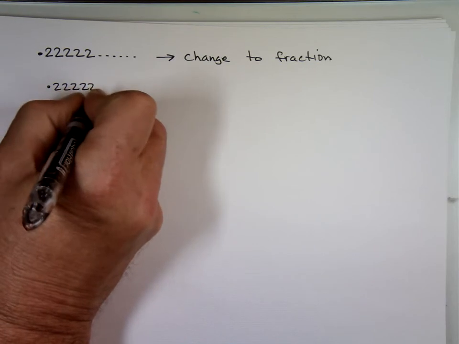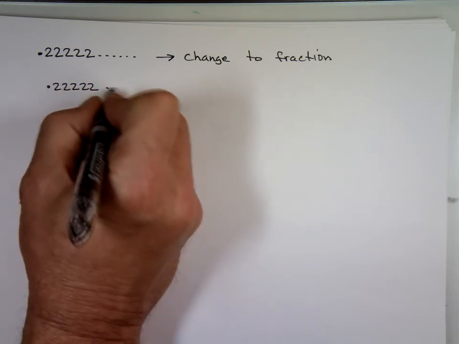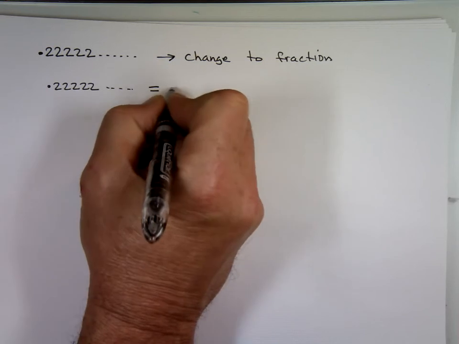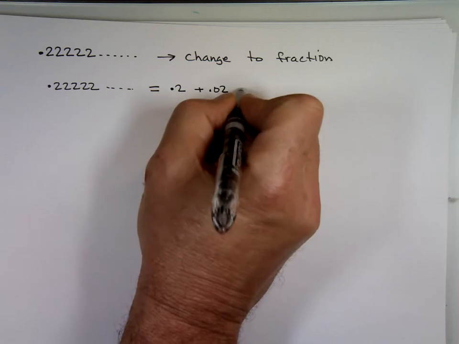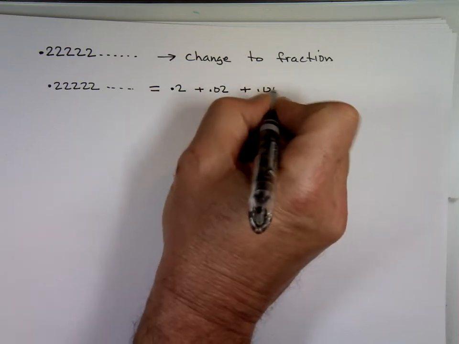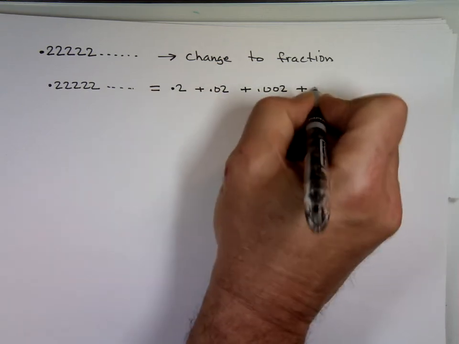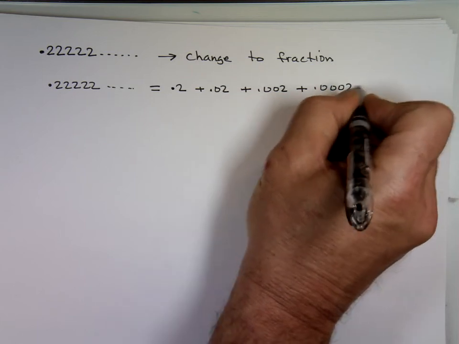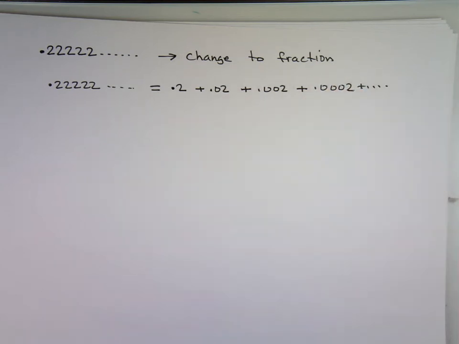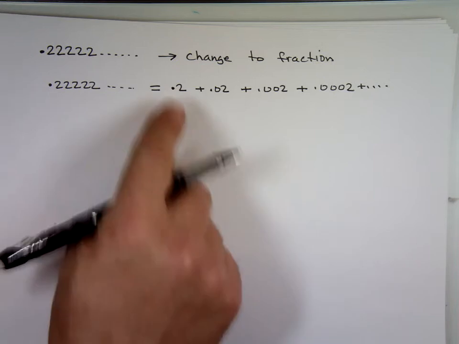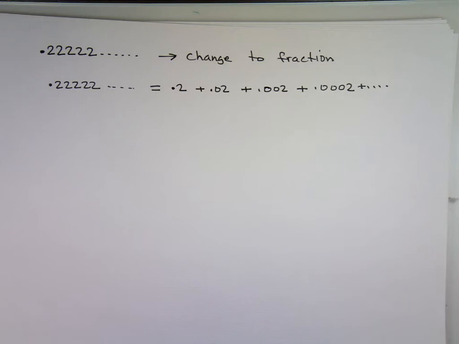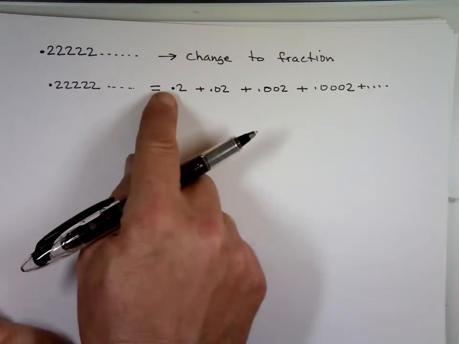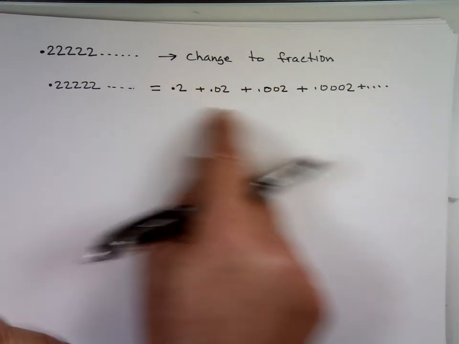When you look at that number, it can't be 2 over 10, because that would be 0.2 even. Isn't that 0.2 plus 0.02 plus 0.002 plus 0.0002, this plus this plus this plus this, and keep going all the way to infinity? So if I know the sum of these numbers, it should equal this one.